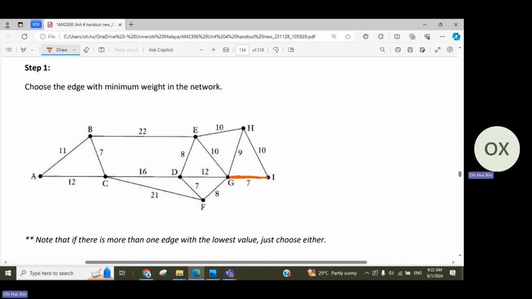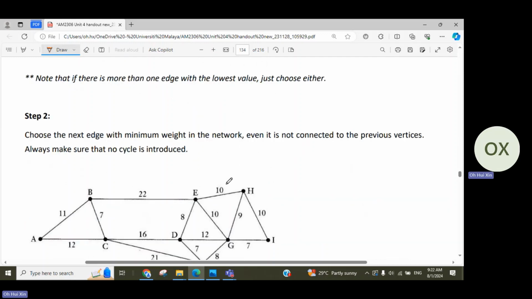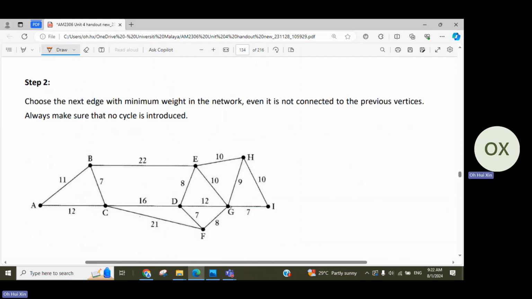As we have already highlighted GI, for step 2, we already picked GI, right? GI is 7. The next shortest one is still going to be 7 as well. So let's say I take BC. It doesn't matter whether you want to go BC or DF first.